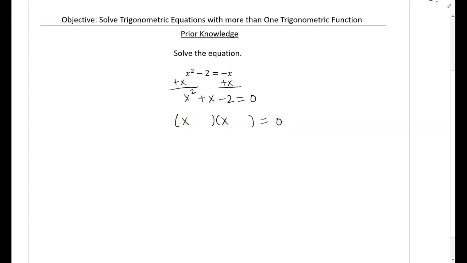x times x gives me the x squared. I have 2, so that would be 1 and 2. And I want my middle term to be positive, so the bigger value needs to be positive. And thus I have my factored binomials. Now I'm going to set each factor equal to 0 and solve. We get x is equal to 1, and we get x is equal to negative 2.